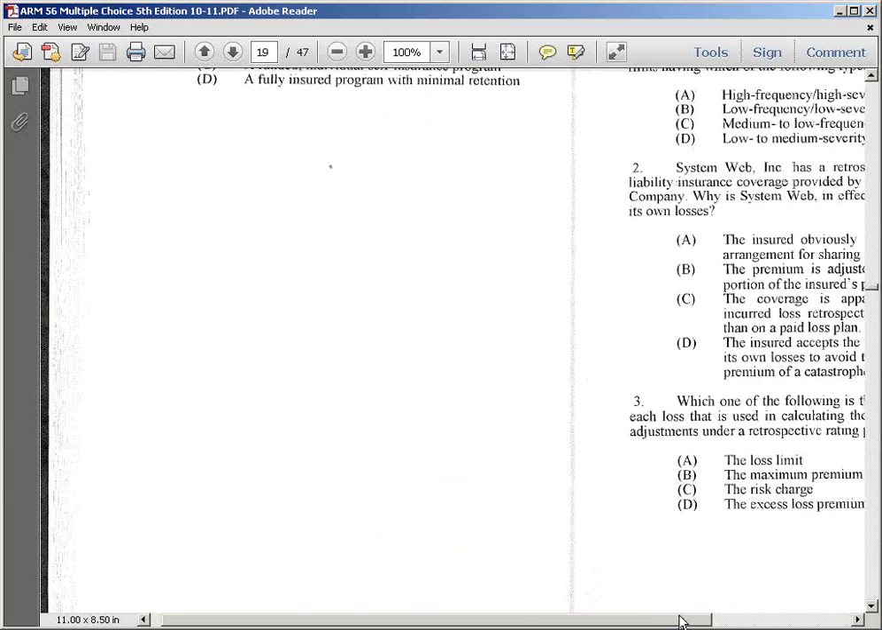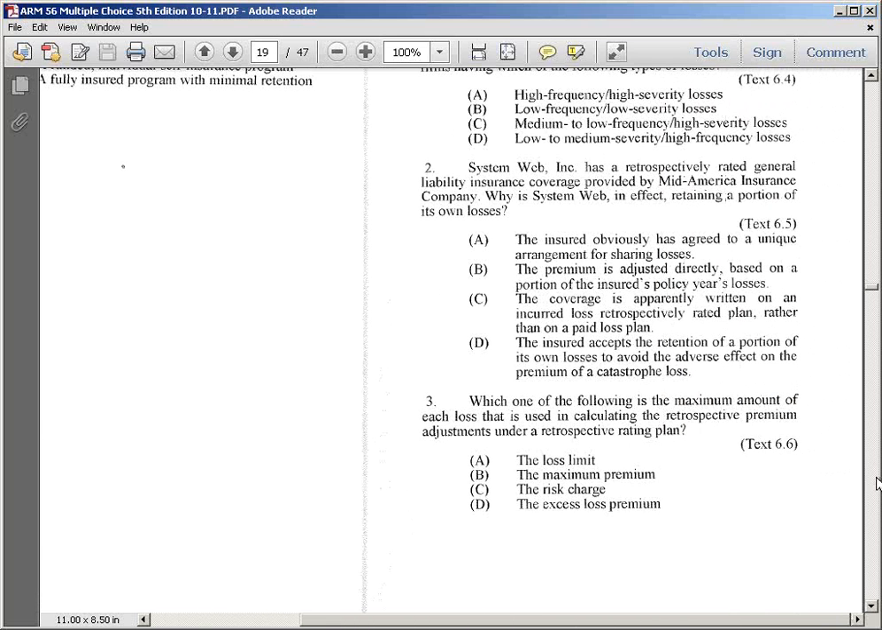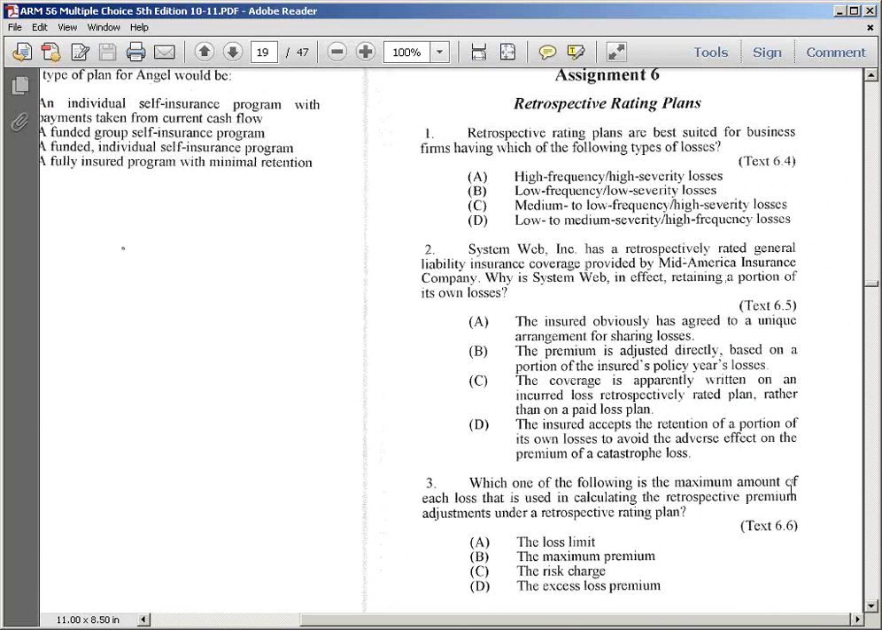So we'll go to the first one on the right, on retrospective rating plans. Retrospective rating plans are best suited for business firms having which of the following types of losses? A, high frequency, high severity losses. B, low frequency, low severity losses. C, medium to low frequency, high severity losses. Or D, low to medium severity, high frequency losses.